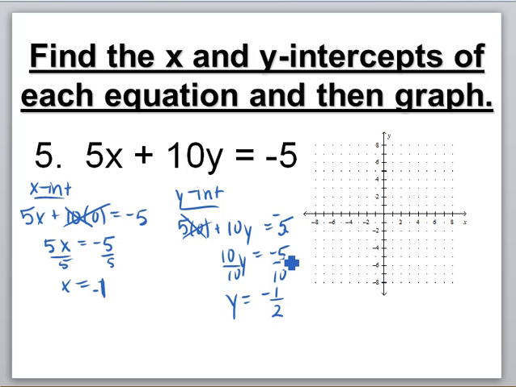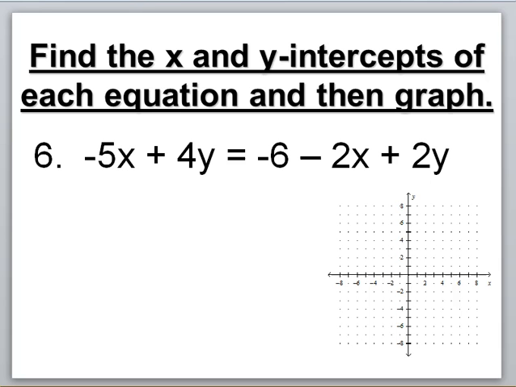So on the x-axis, here's my x-axis, I find negative 1 and create a dot. On my y-axis, here's my y-axis, I find negative 1/2. Now this is really close together, but there's negative 1/2. It's between 0 and negative 1. And what I will do is connect those two dots together as best I can. And there's my graph.